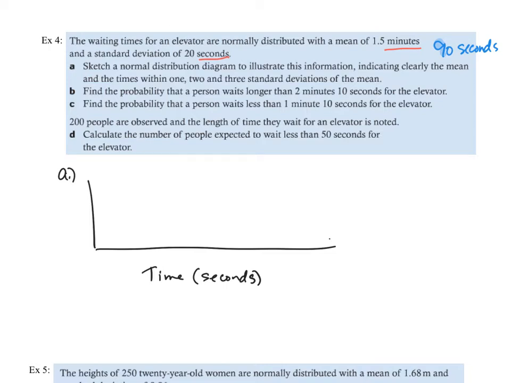So what I like to do is just draw a dotted line to represent the mean, which would be 90 seconds. And then let's go one standard deviation to the left and to the right. And then a second standard deviation to the left and to the right. And then that third standard deviation to the left or the right. And then what we can do is just sketch a curve that goes right along there and gets that bell shape for you.